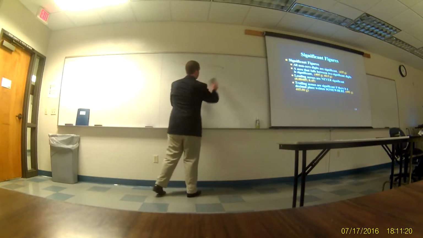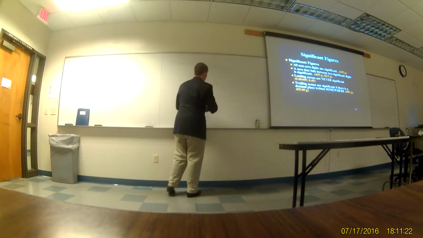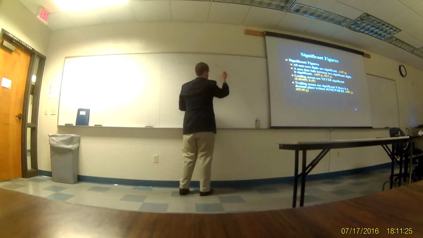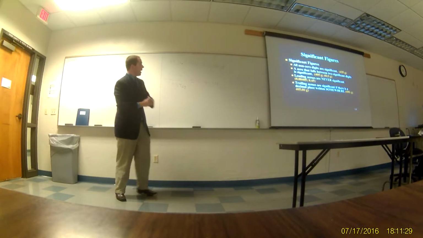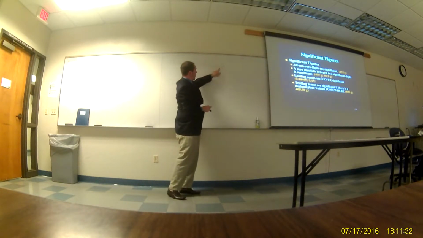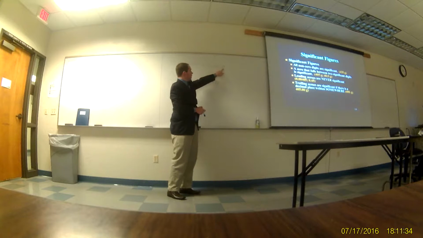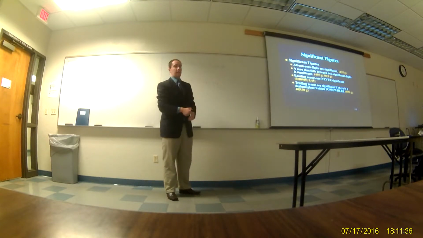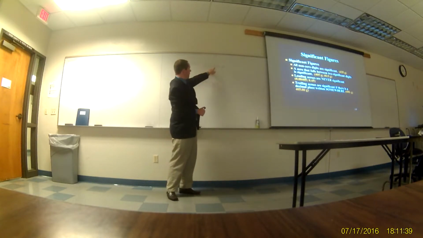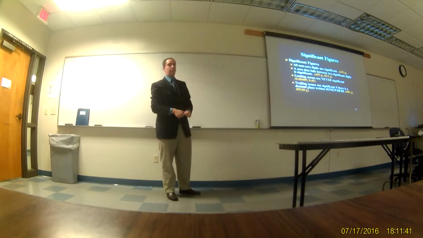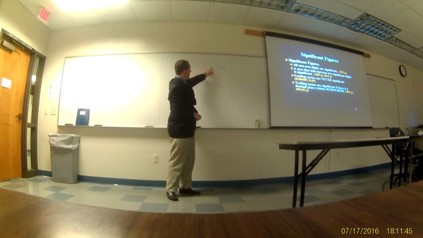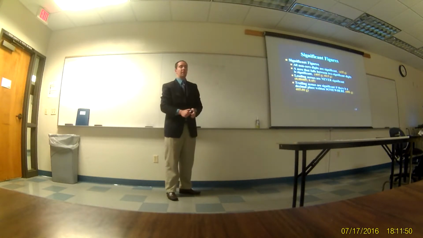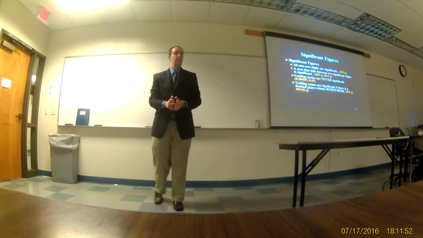If I erase this, and I make it 0.0, now we have trailing zeros, and we have a decimal point. So they are all significant. So how many sig figs are in that number? 1, 2, the easy ones. These are significant. 3, 4, 5, 6. There are 6 sig figs in that number.